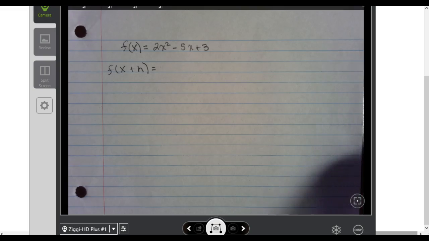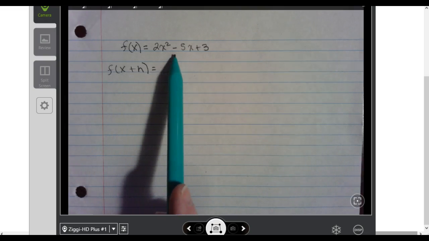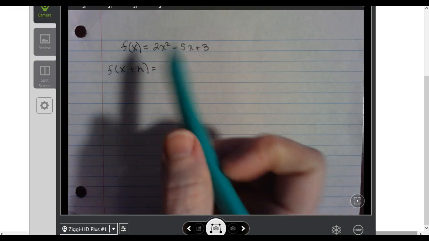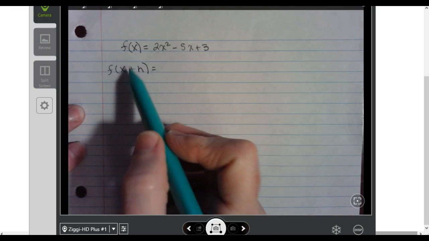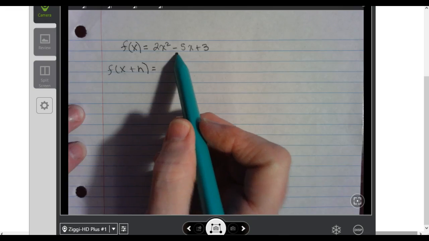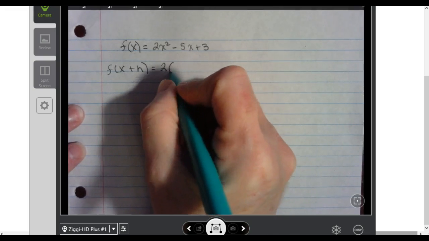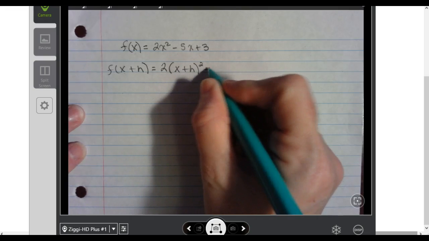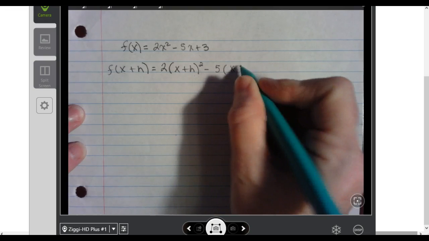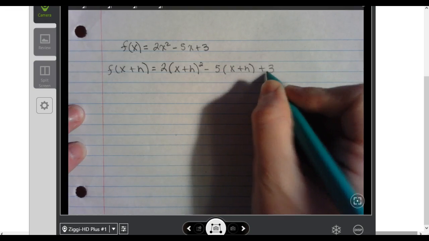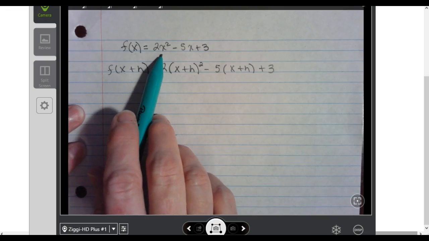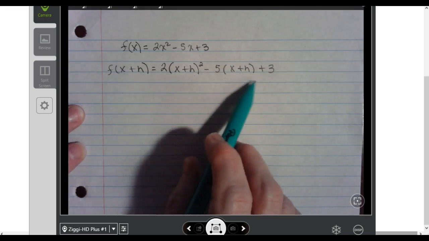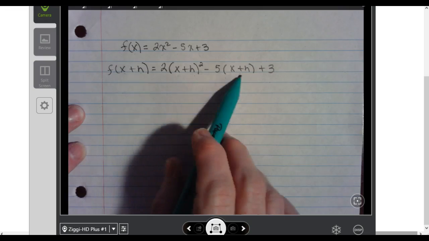Okay, so here we have the function f of x equals 2x squared minus 5x plus 3, and we're going to find this f of x plus h. So what we're going to do, everywhere I have an x, I'm going to put x plus h into my function. So it'll be 2 times x plus h squared minus 5 times x plus h plus 3. So again, as you can see, everywhere I had an x, I put x plus h. Okay. Now we need to simplify. This is our f of x plus h right here.